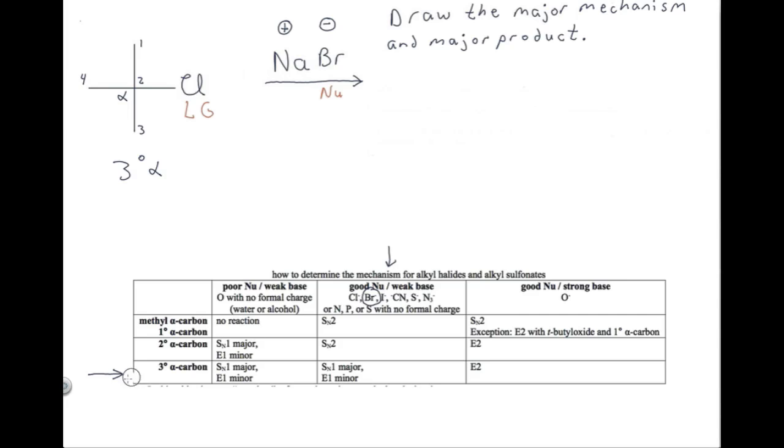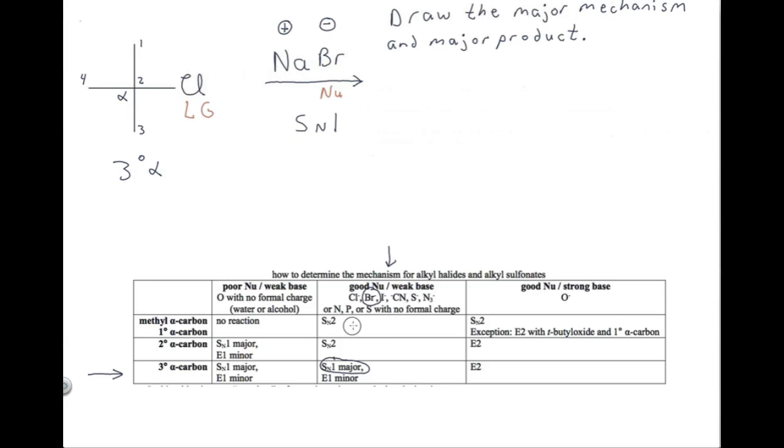So if we're in the middle column and the bottom row, the table predicts that the major mechanism will be SN1. Always write down the name of the mechanism. This is very important. Always write down the name of the mechanism. Of course, the table also predicts that E1 would be a minor mechanism here, but the question was asking for the major mechanism. So for this problem, we'll just focus on the SN1 and disregard the E1.